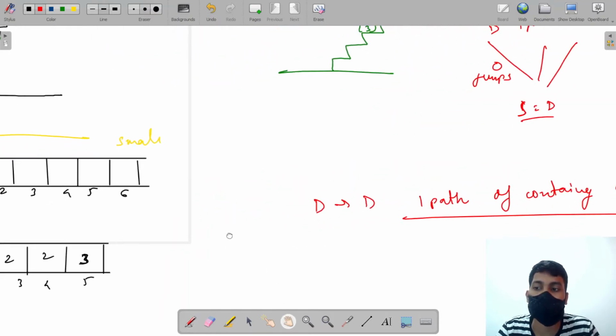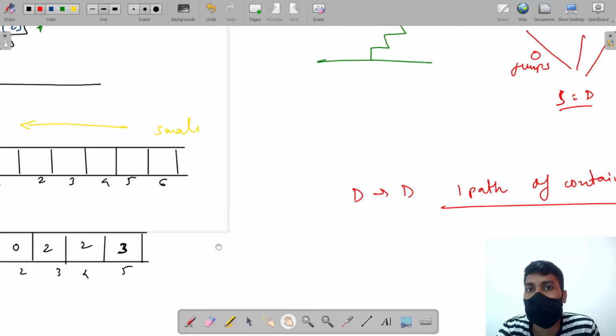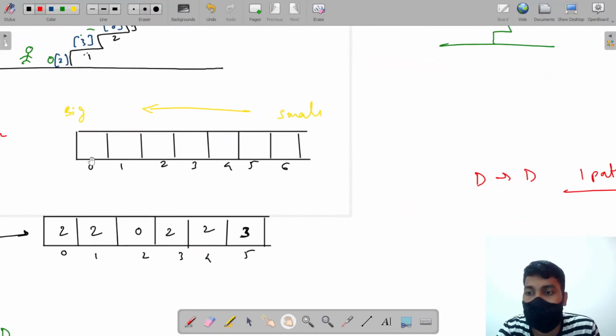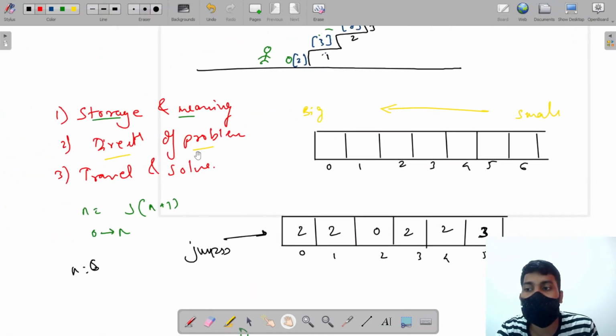Okay, with this I can say that there is one path. Therefore, to solve from 6 to 6, that is to go from destination to destination, is an easy problem, and to go from 0 to 6 is a big problem. We have to solve that. So with this we can also identify what is the meaning of this cell. Let's say this is the cell. What is this cell going to store? This is going to store the answer for reaching the destination from this cell.